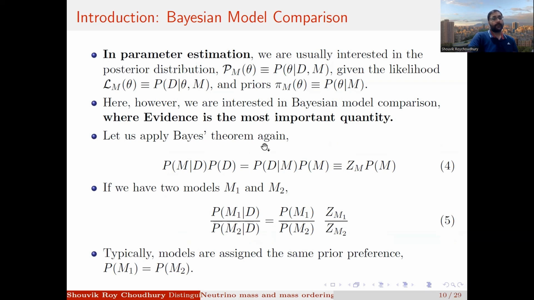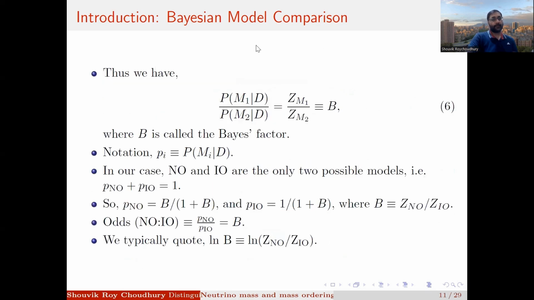So if we apply Bayes' theorem again, only on the model and the data, then we get this equation. And if we have two models, M1 and M2, then given a particular data set, their probability ratio will depend on the evidence ratio as well. Now, typically, before any data is introduced, models are assigned the same prior preference, then P(M1) is equal to P(M2). And in this case, given a particular data set, the probability of the two models will depend on this evidence ratio, or Bayes factor.